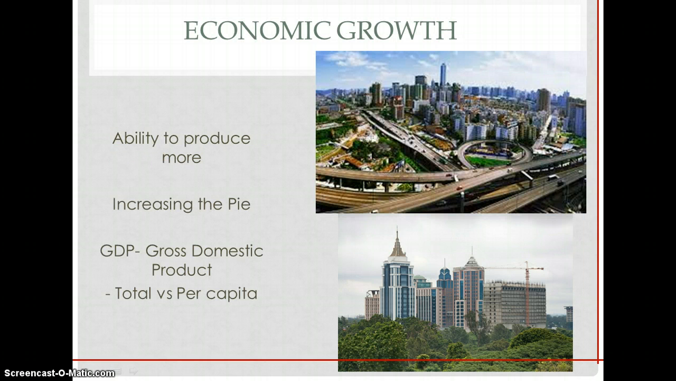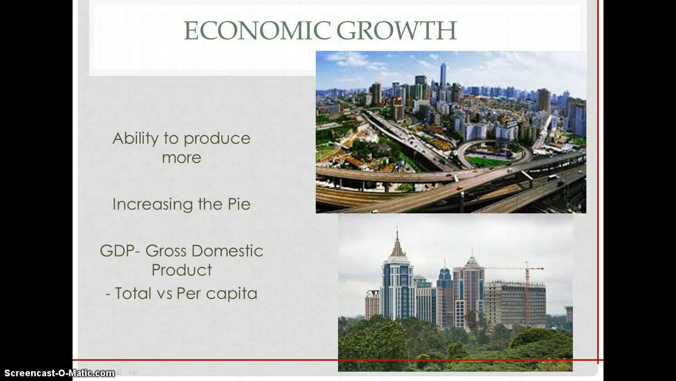Now we're going to look at economic growth. Economic growth is pretty much what it looks like. How is the economy growing? We talked earlier in economic equity about dividing the pie. Well, economic growth lets us grow the pie. So the pie actually gets bigger, so there's more of it to divide.